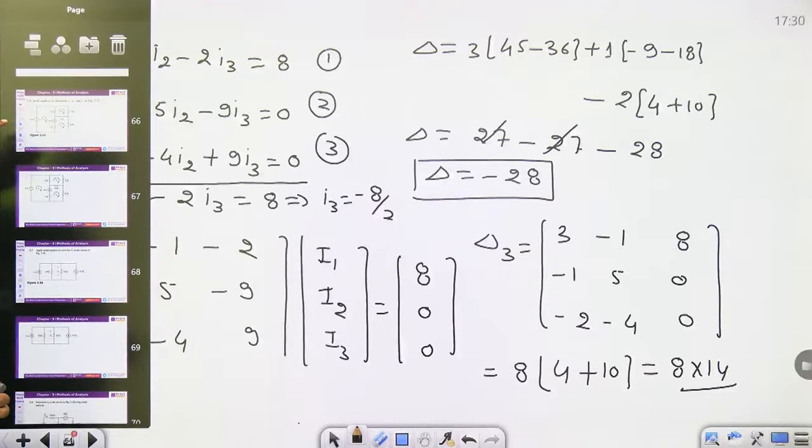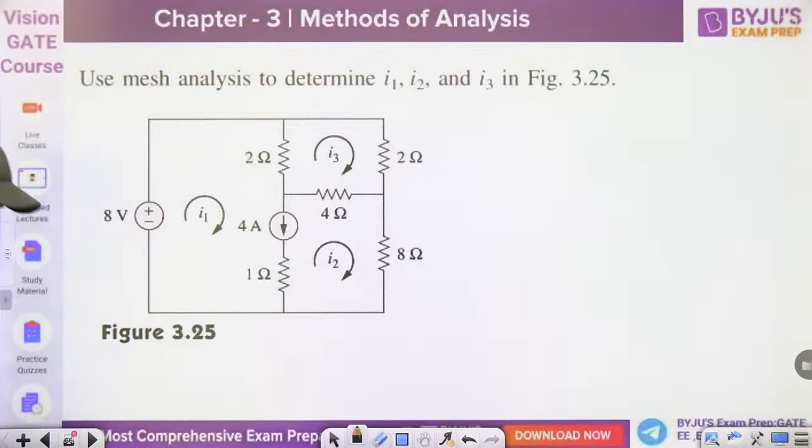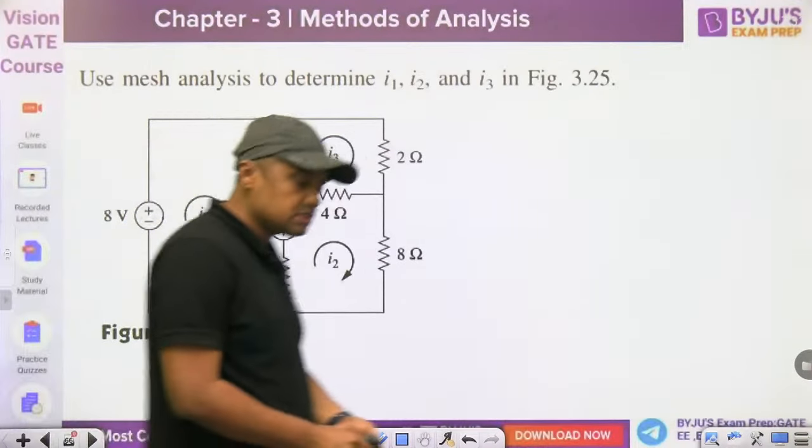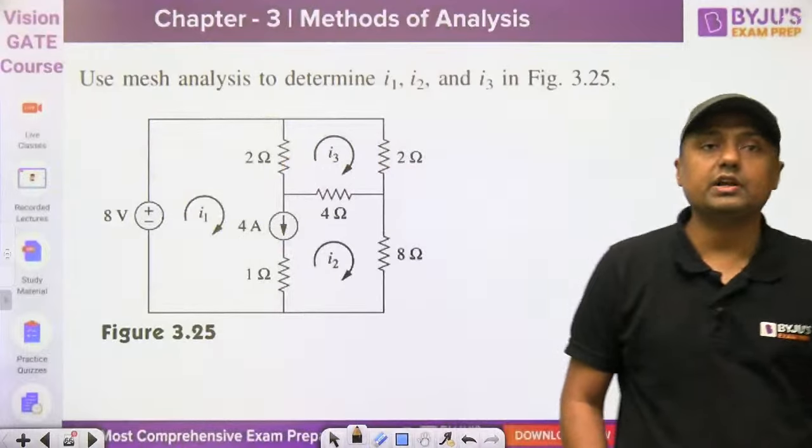Now this is the third one. This is the super mesh analysis we have to apply. In this question we will use the super mesh so that you will get the idea about that.